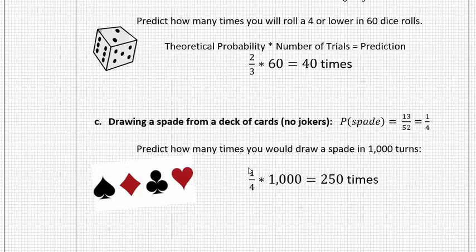To calculate this, I again took my theoretical probability of 1/4 in simplest terms. I multiplied it by the number of trials, which is 1,000. 1/4 of 1,000 would be 250, because 1,000 divided by 4 is 250, times 1 is still 250. So we would expect, out of 1,000 turns of drawing a card, and assuming that each time we put the card back, we would draw a spade 250 times.